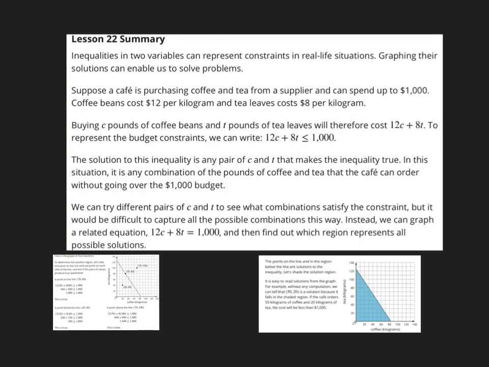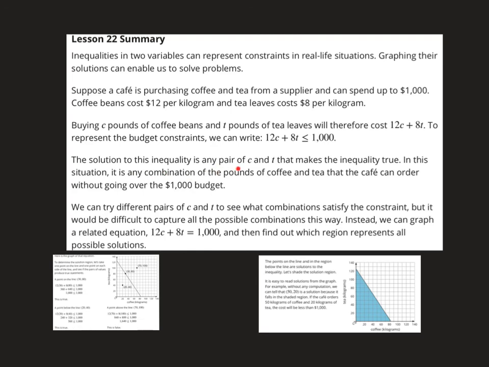So in closing, inequalities in two variables can represent real life situations, and graphing their solutions can help us to solve problems, right? Suppose a cafe is purchasing coffee and tea from a supplier, right? They can spend up to $1,000. You got coffee beans and tea leaves, right? They're buying C pounds of coffee and T pounds of tea leaves. You got 12C plus 8T, right? They don't have to spend 1,000. They could spend up to 1,000, so less than or equal to, right?